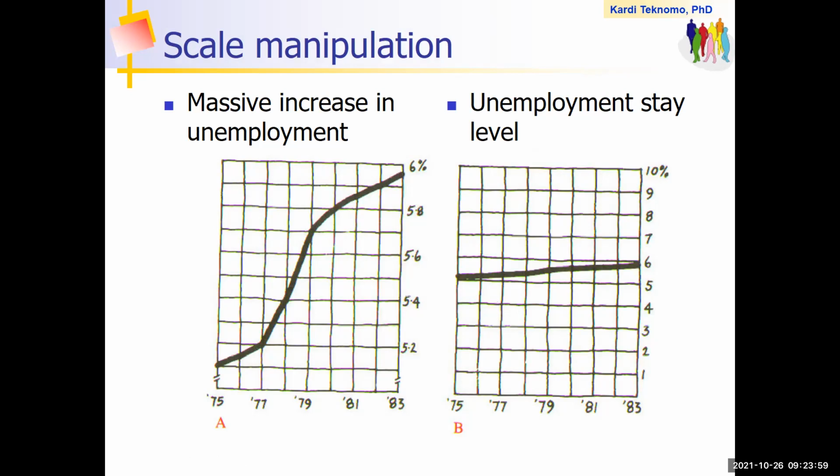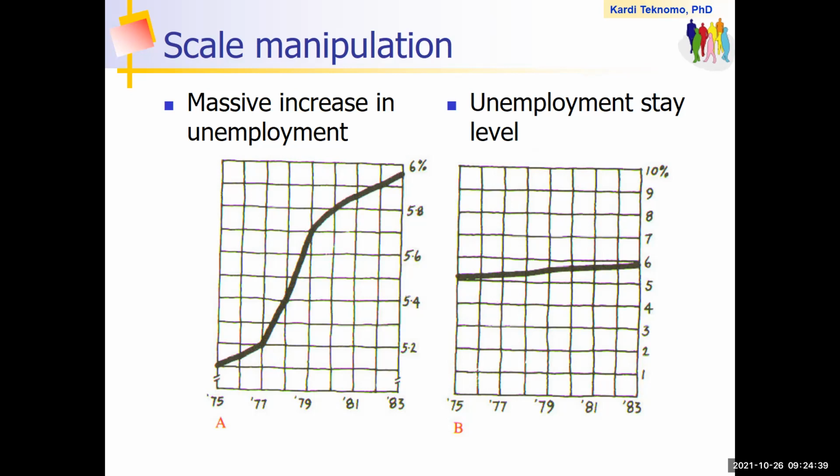Here is the scale manipulation, the same data, right? The same chart, but different scaling in the y-axis. Look at the scaling. The y-axis on the left side is between 5 to 6, and on the right side it is between 1 to 10. On the left side, the news will say there is a massive increase in unemployment, but actually it's just less than 1%.